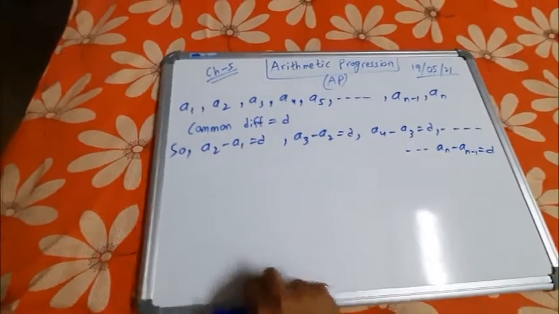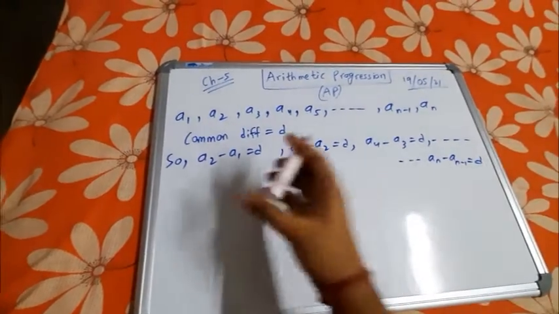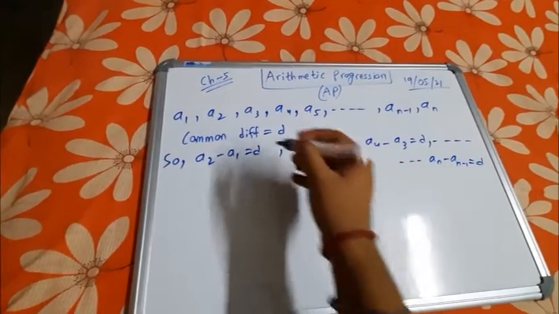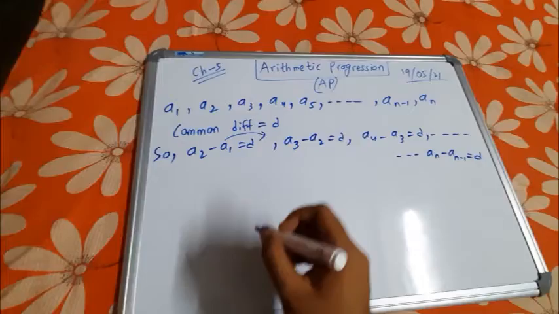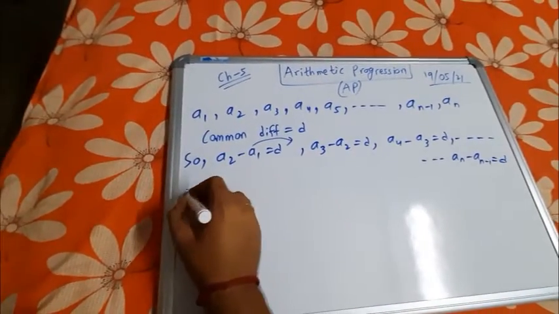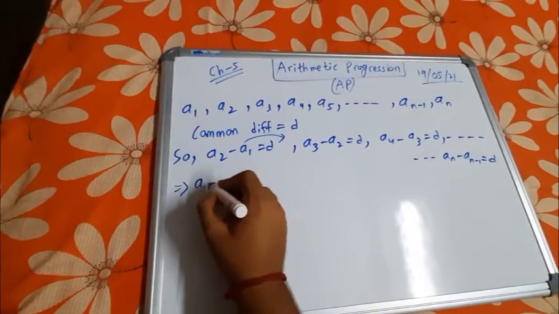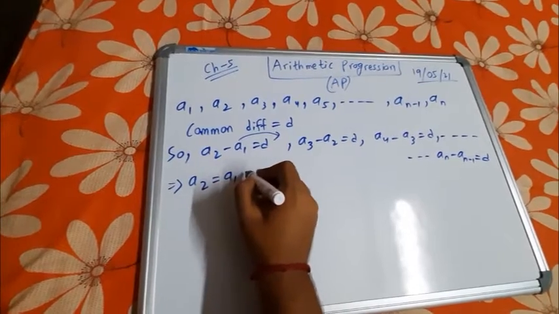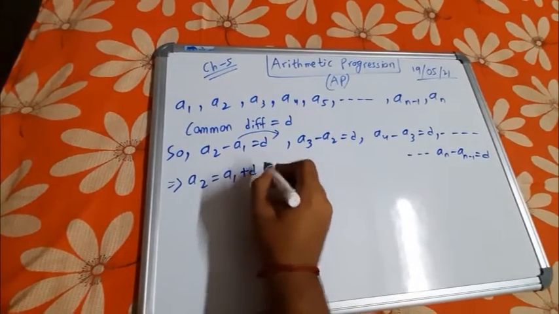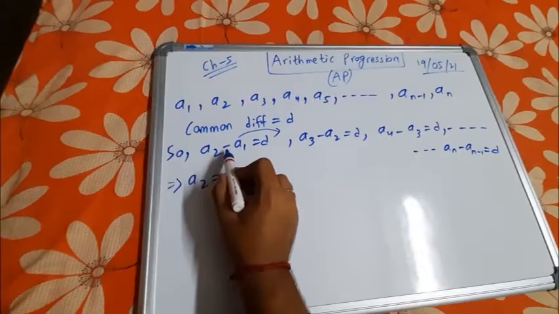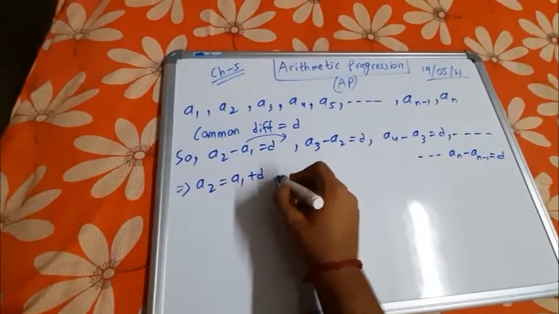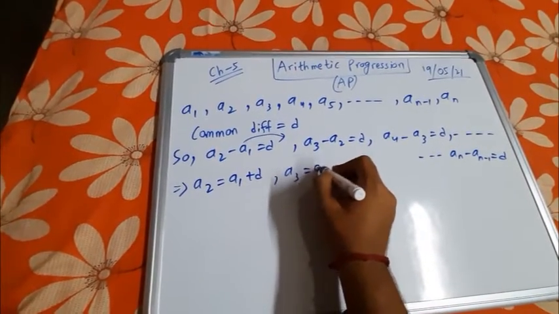Now what I will do is, in all these equations, I will take the a1 to the right hand side. So it will look like this: a2 equal to a1 plus d. See, the minus a1 will go to that side and become plus a1. Now a3 equal to a2 plus d.